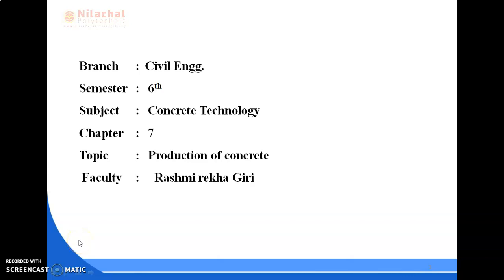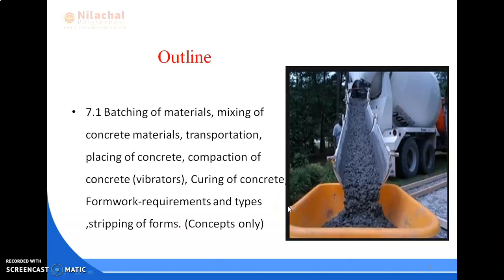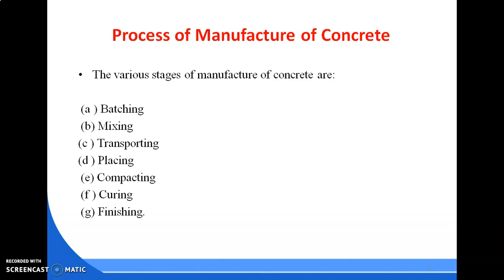Hello everyone. Today I am going to start a new chapter, chapter 7, and the name of this chapter is Production of Concrete. This is the outline of this chapter. So the step by step procedure for preparing fresh concrete we will discuss in this chapter. Let us discuss first the process of manufacture of concrete, that means fresh concrete.